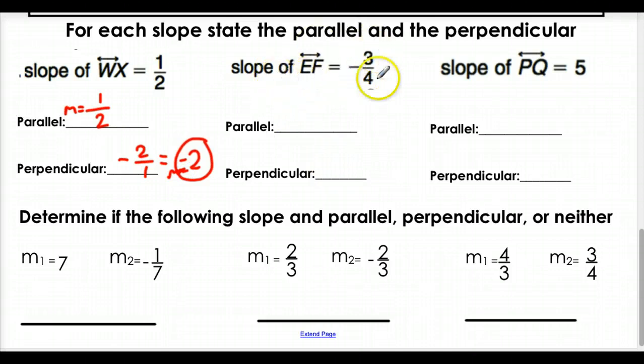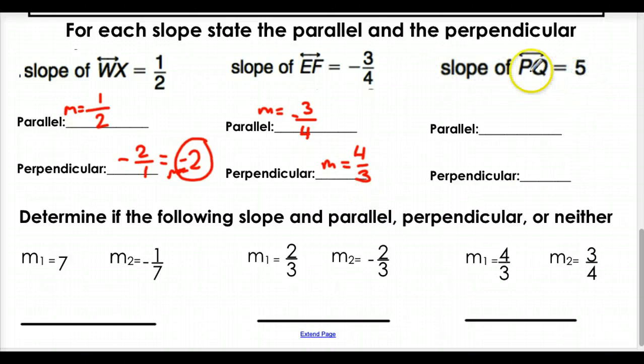This one, our slope of EF is -3/4, while our parallel slope, once again, is just -3/4. And our perpendicular slope is the opposite. So since our slope of EF is already negative, it's going to become positive, and we're going to flip it over, the reciprocal, 4/3.